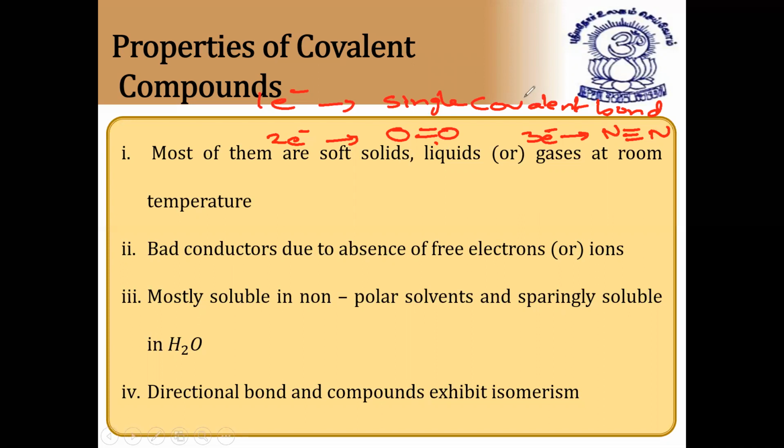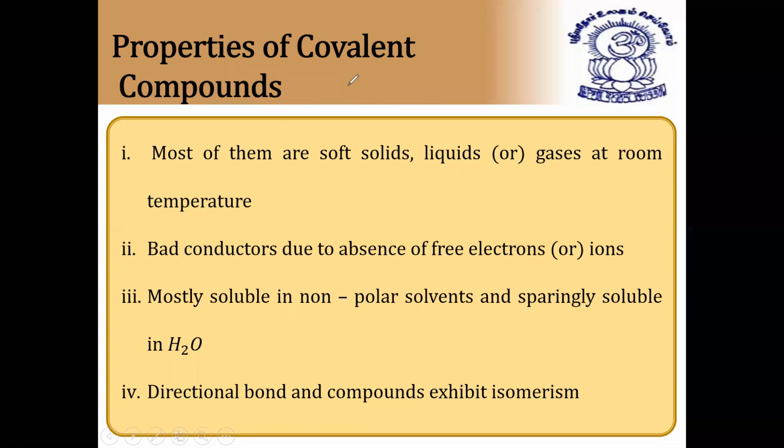So let us see the properties of covalent compounds. Most of them are soft solids, liquids, or gases at room temperature. In ionic compounds, most are solids at room temperature. But covalent compounds can be gases, liquids, or solids.